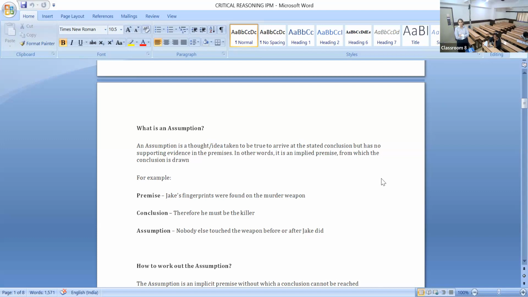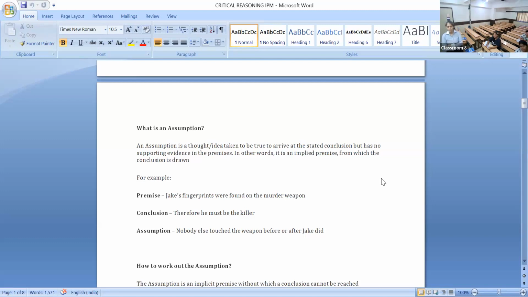So there is no supporting evidence in the premises. In other words, it's an implied premise. What does this mean, implied premise? Let's look at the example, then you may understand.